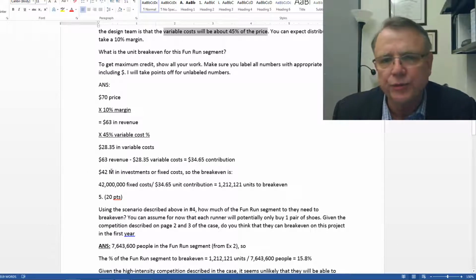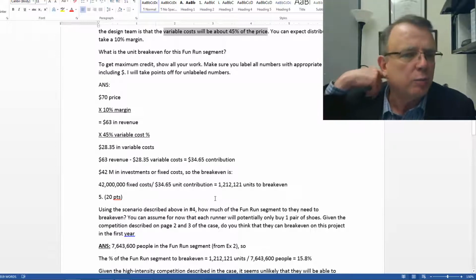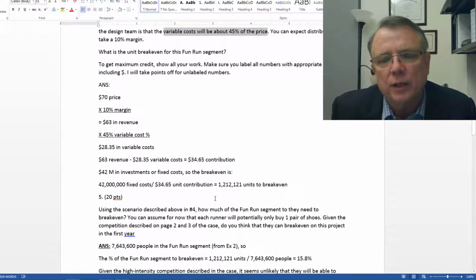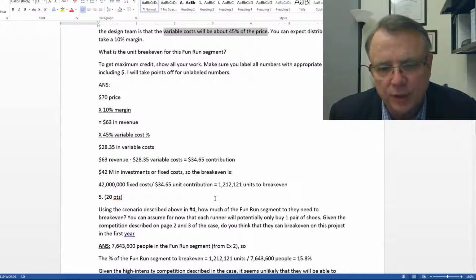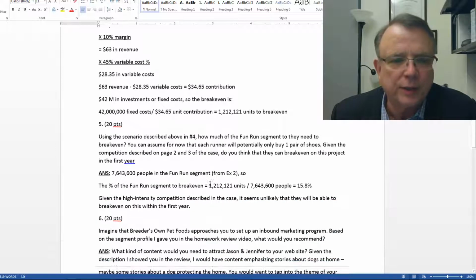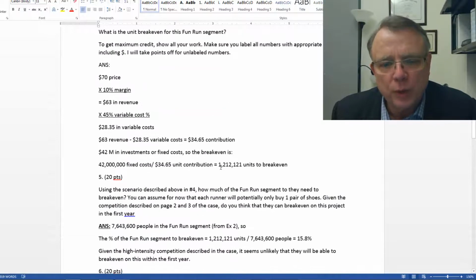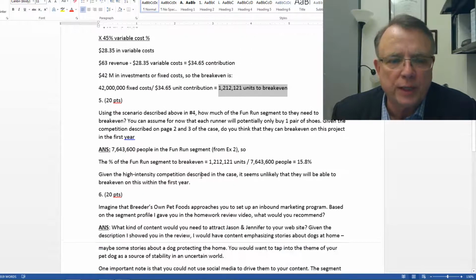This becomes a very straightforward break even. $42 million investment divided by the $34.65 unit contribution is 1.2 million units to break even. 1,212,121. It's a very interesting number. I don't know how I got that, but okay. So that was question 4. Remember this number, the 1.2 million units to break even.